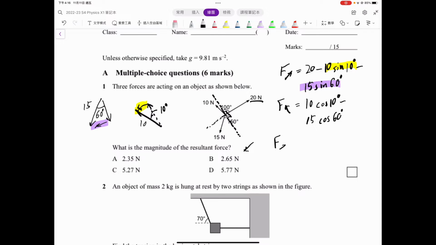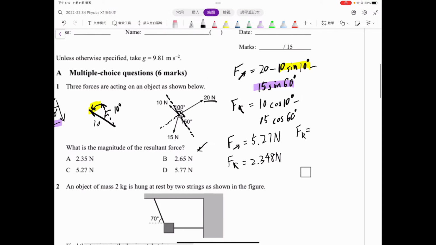So F in this direction would be 10 sine 10 degrees, so it would be 5.27 Newton. And the other force is 10 cosine 10 degrees minus 15 cosine 60 degrees, which is 2.348 Newton. So this squared plus the other squared.